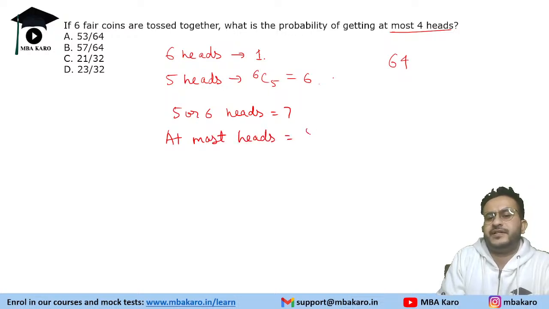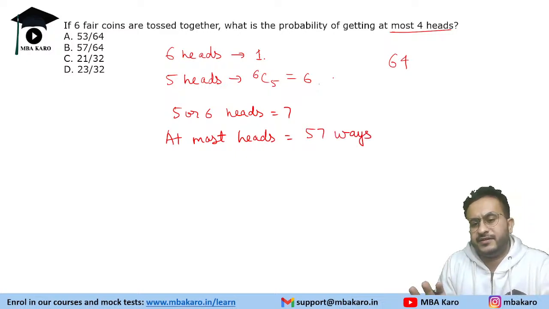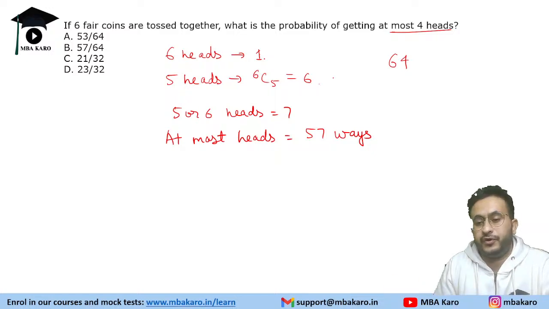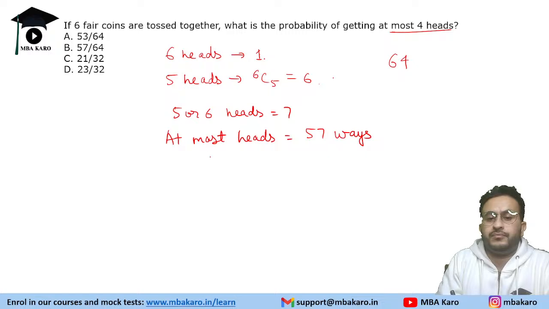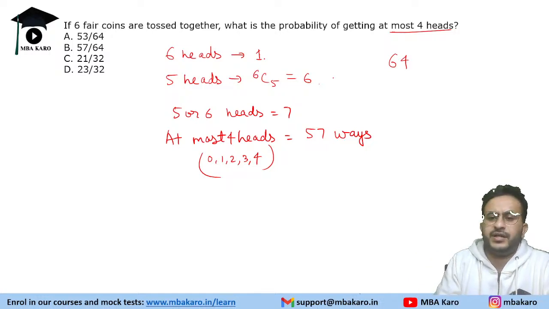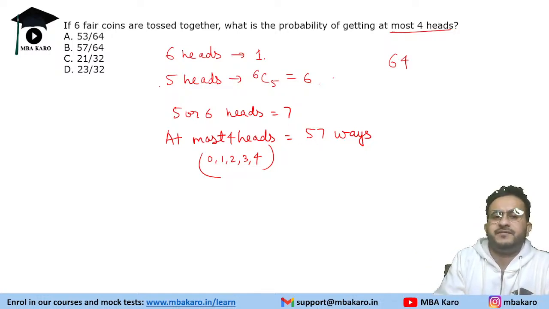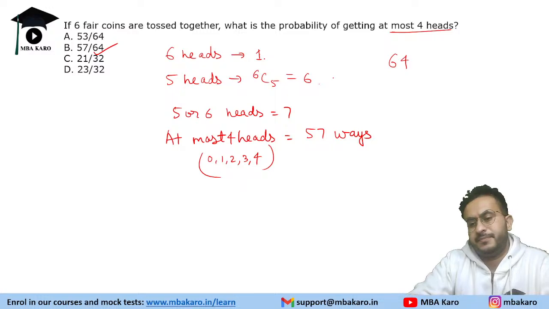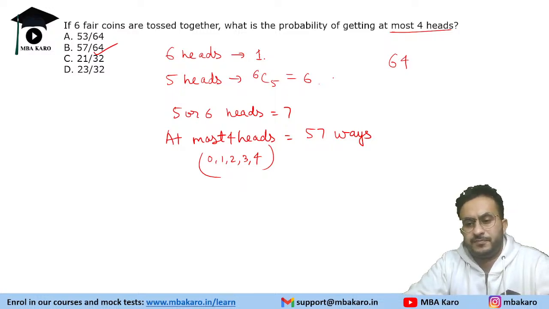64 minus 7, that is 57 ways in which we can get at most 4 heads. At most means maximum, right? So basically 1, 2, 3, 4, so at most 4 heads means 1, 2, 3 or 4 heads. We will not count individually, we will remove the higher values which are easy to calculate. So at most 4 heads, 57 ways. So probability is simple, 57 by 64.